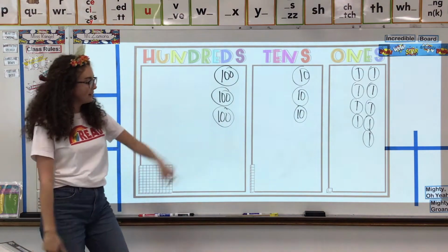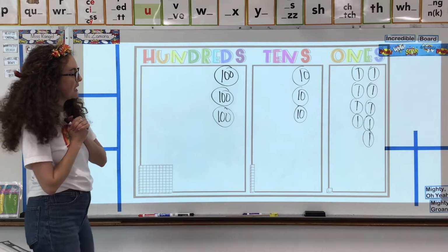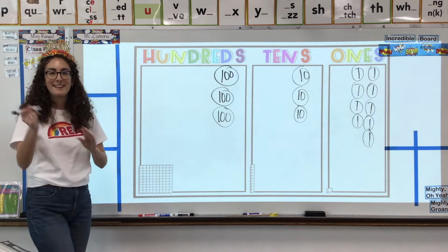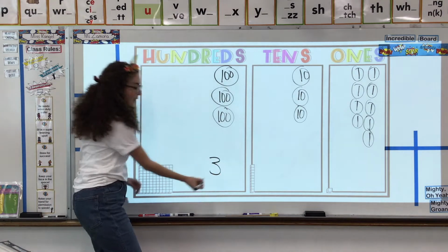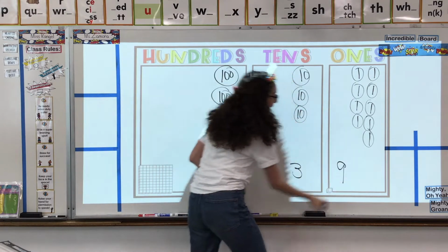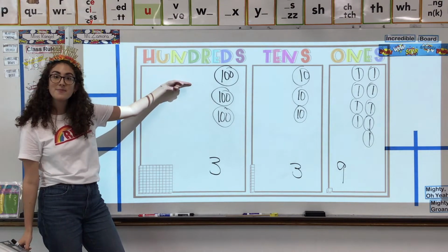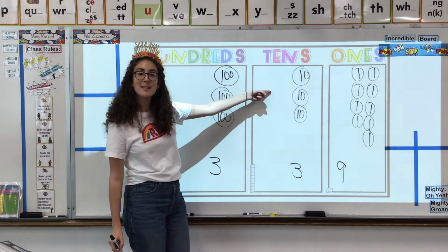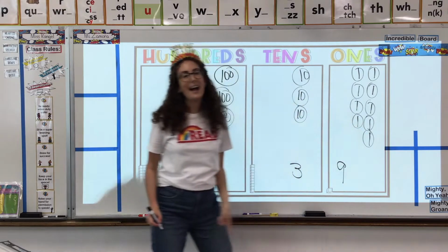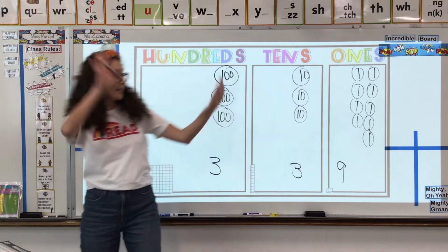Okay, what do we got? What number do you see on our place value chart now? This number is, we've got 339. How many hundreds? 3. How many tens? 3. How many ones? 9. Good job. Okay, last warm up. I'm going to reset. Let's take a look.